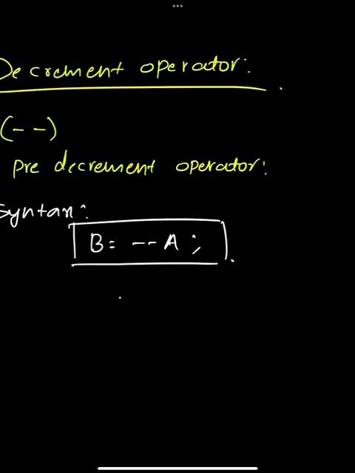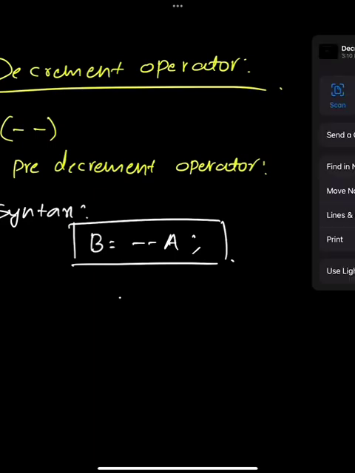Got it? In the above syntax, the value of operand a is decreased by 1 and then the new value is assigned to the variable b. We will see an example. Till now we have completed 2 examples, right? We will go for third example.